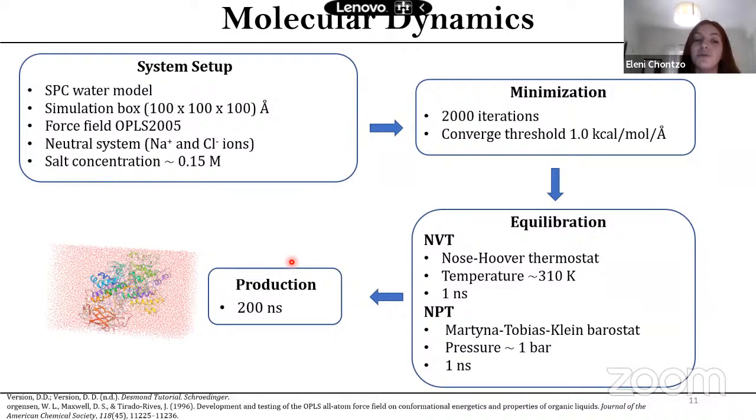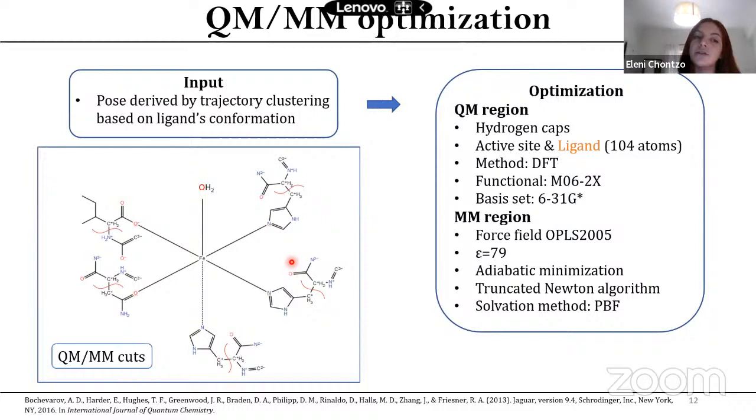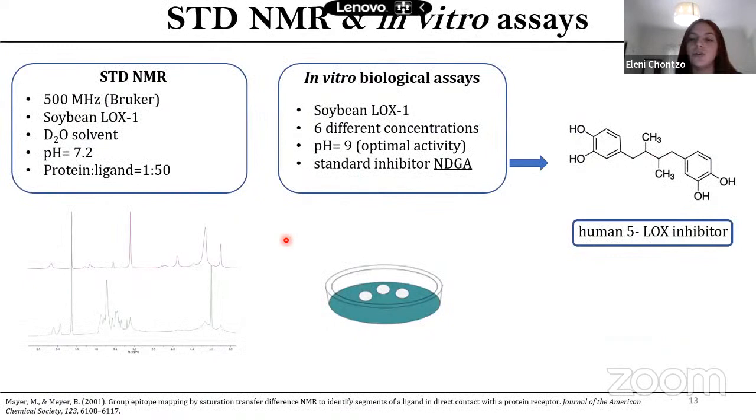In the chemical optimization part, we used the most predominant poses of the ligand derived from the trajectory clustering of the molecular dynamics simulations. We created chemical cuts, and we included in the QM region the whole active site, the iron atom with all its coordinators. Here we can see the cuts with the red line. We also included the ligand in the QM region. For the MM region, we used again the same force field, OPLS 2005, and also we used a dielectric constant of 79. We also used some experimental methods like STD-NMR and in vitro biological assays in order to evaluate our results.